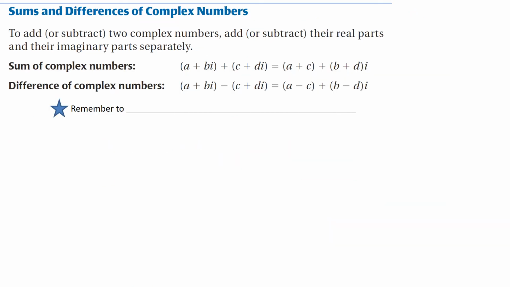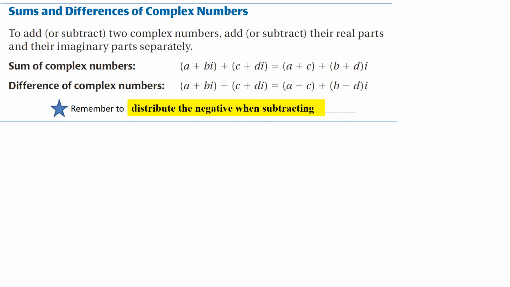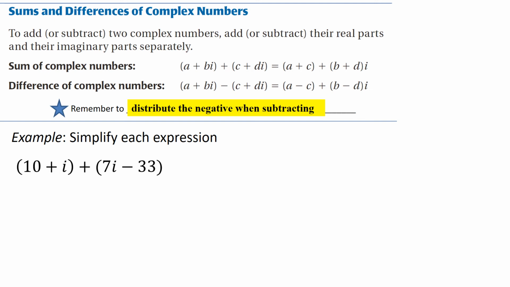Let's move on. When you're adding or subtracting complex numbers, same rules as before. Remember to distribute the negative when subtracting. Let's try a few. All right, I have a binomial plus a binomial. When you're adding two complex numbers, just drop the parentheses and then combine like terms.